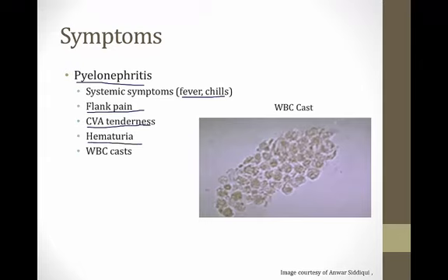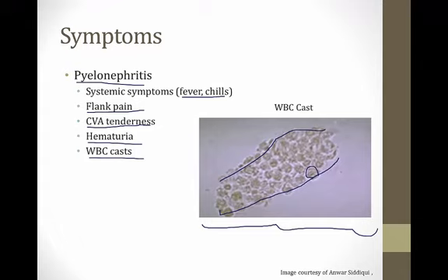There'll also be blood in the urine, that's hematuria, and then they also have something called white blood cell casts when you look at the urine under the microscope. This is a white blood cell cast over here. So all these white cells have been pushed together as they pass through the kidney and the ureter, and they form a cast like this. And that is suggestive of pyelonephritis.